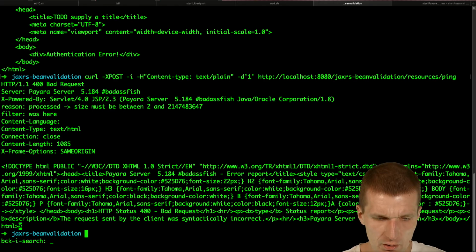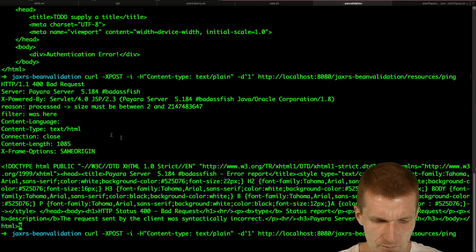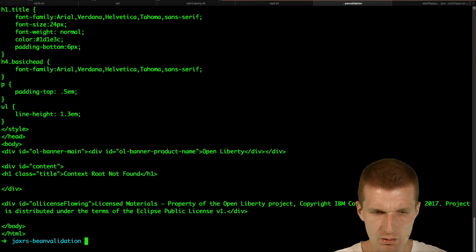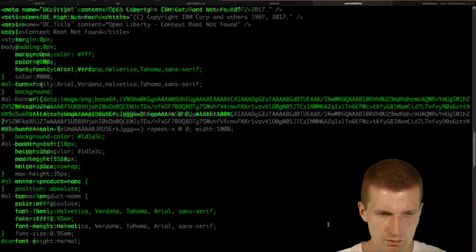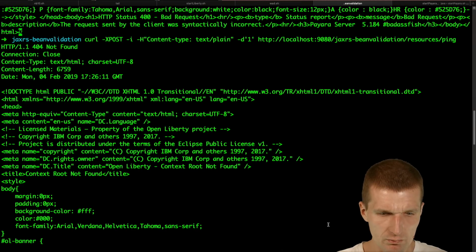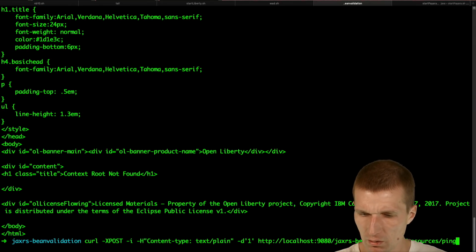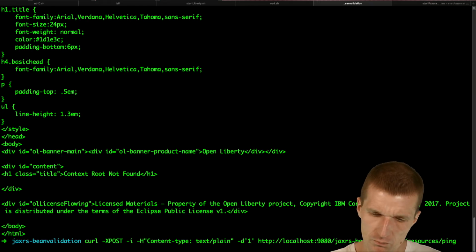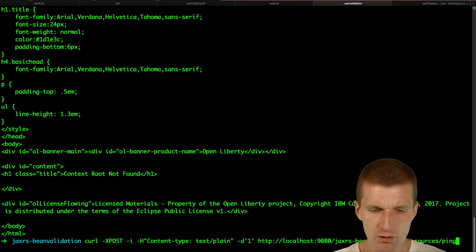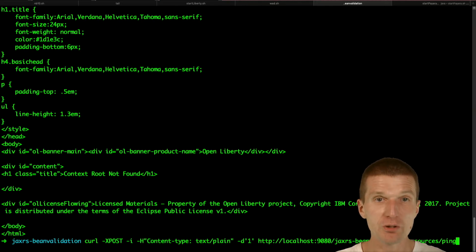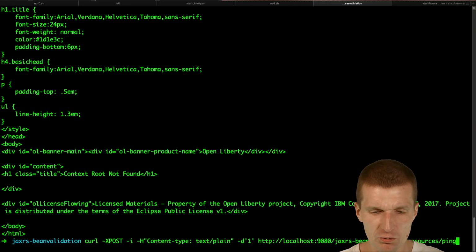And by the way, if I do it again, but with 9080, I get not found. So 9080, interesting. I thought the example is deployed on Liberty. It seems not to be deployed, but I actually started with Liberty, then went to Payara and it worked on both servers with exactly the same output. But ignore it for a second.